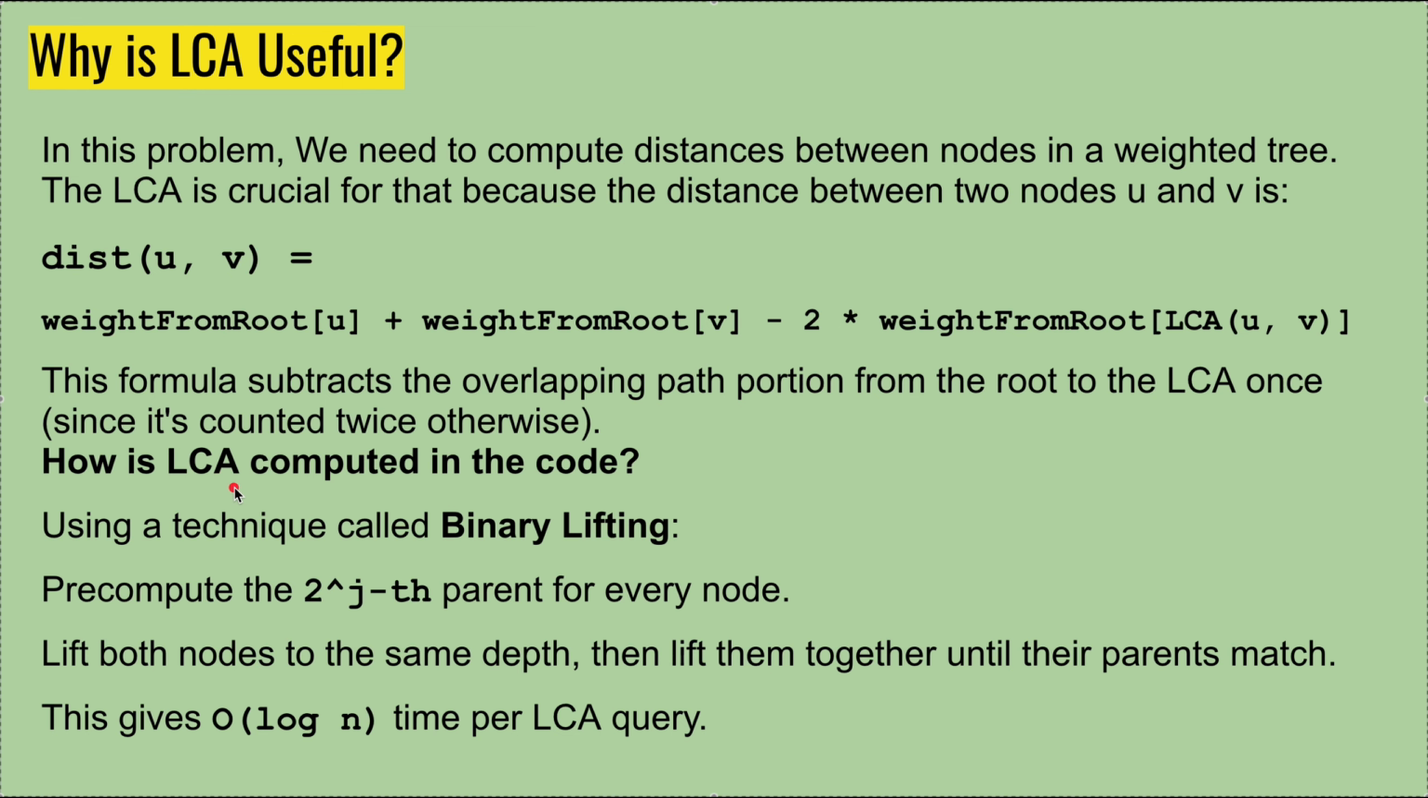Now, how is LCA computed in the code? We will use a technique called binary lifting, so that we compute the 2 to the power jth parent for every node. We lift both nodes to the same depth, then lift them together until their parents match, right? We have to lift upward. It takes O(log n) time per LCA query.